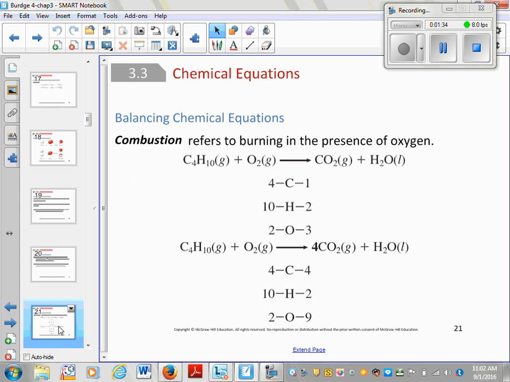So here we're doing a combustion of butane, C4H10, plus oxygen to give us carbon dioxide and water. So the way I was doing it, telling you start with carbon first. You can see on the left you have 4 carbons. So now we're going to add 4 carbons to the right by putting a 4 in front of the CO2. So now we have the carbons balanced.